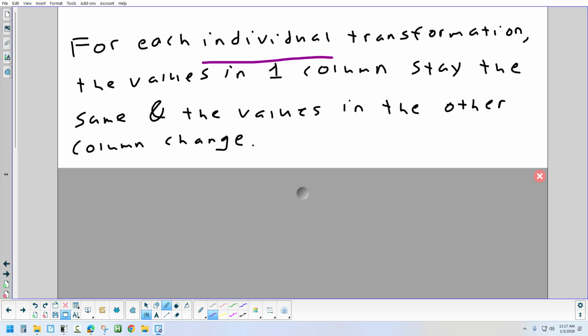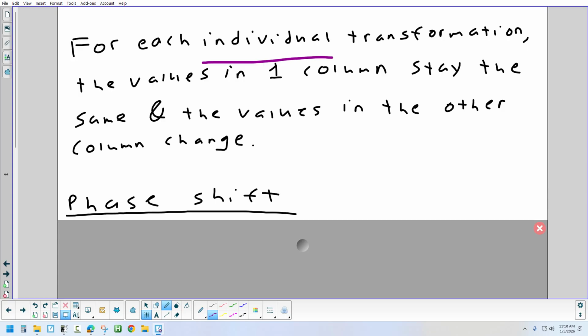If you shift left or right, well, that's different. Shifting left or right, the x is going to change, and the y would stay the same. So for all the problems that we do today, one column stays the same, the other column will change. Okay, so that's kind of the background about sine and cosine. Next, we'll go through each transformation one at a time.